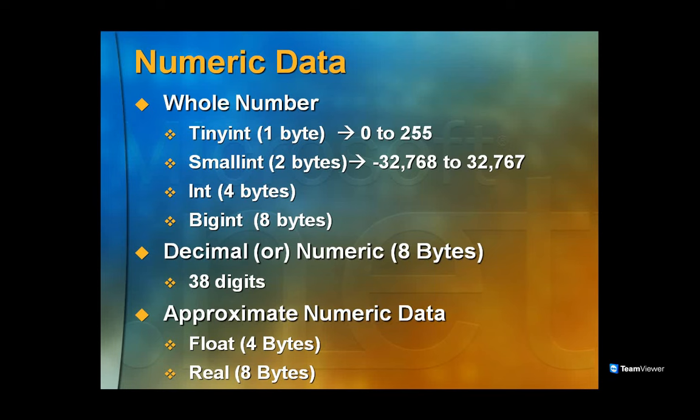Now approximate numeric data. Sometimes you will have recurring numbers. What do you mean by recurring numbers? The pi value, or 0.33333333. There is no accurate value; that is a recurring number. If you want to store recurring numbers, you can go for float or real. Real is more accurate because the size is more, but float is less accurate. To store the pi value or recurring numbers, you go for approximate numeric data.